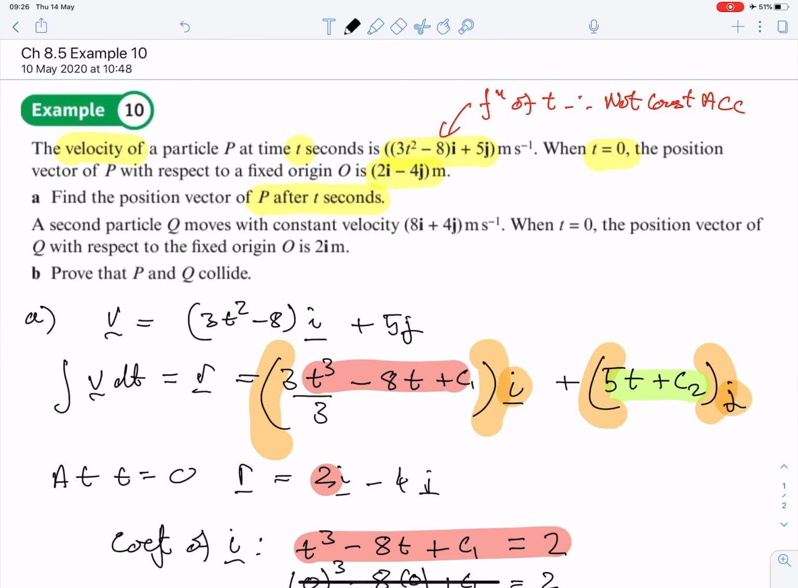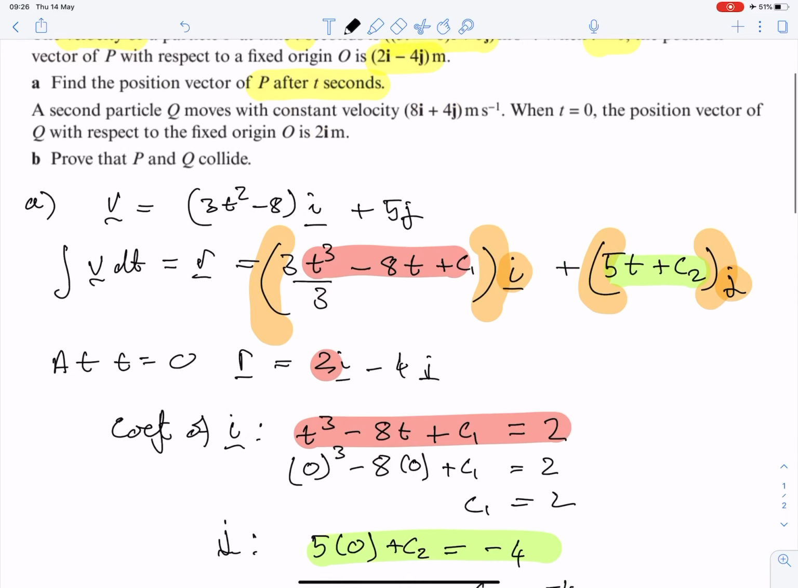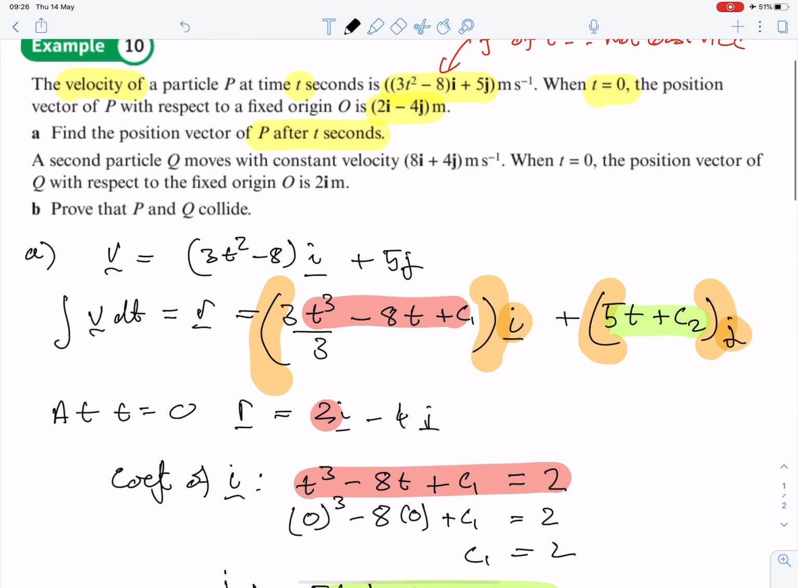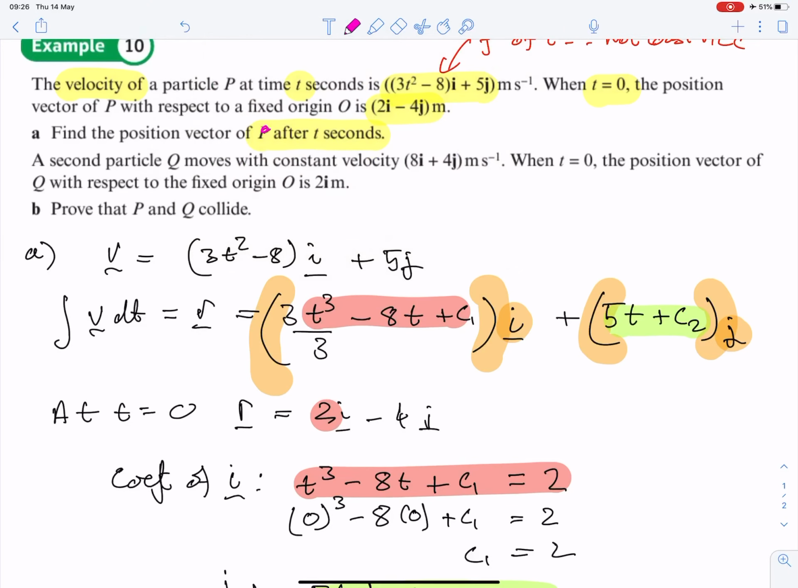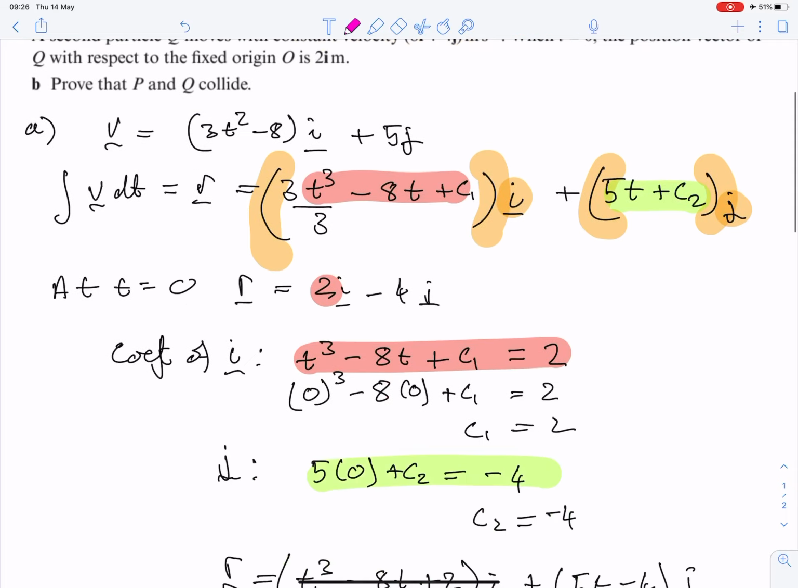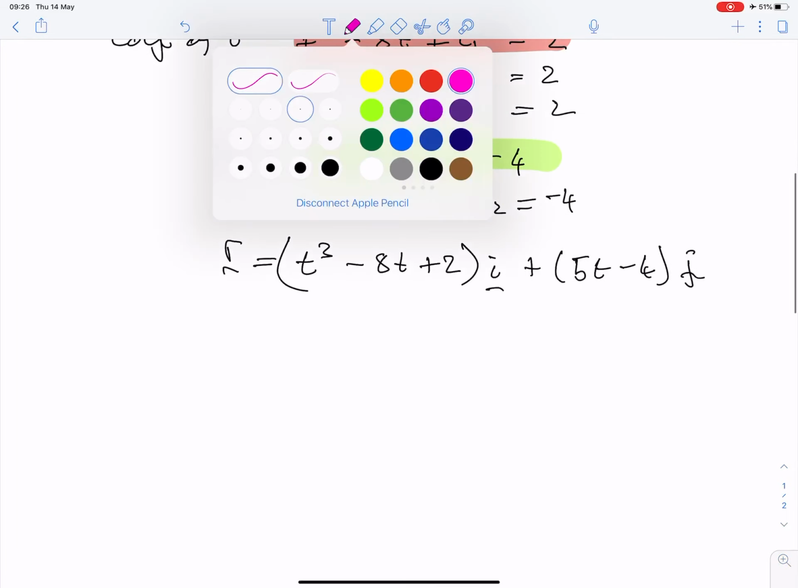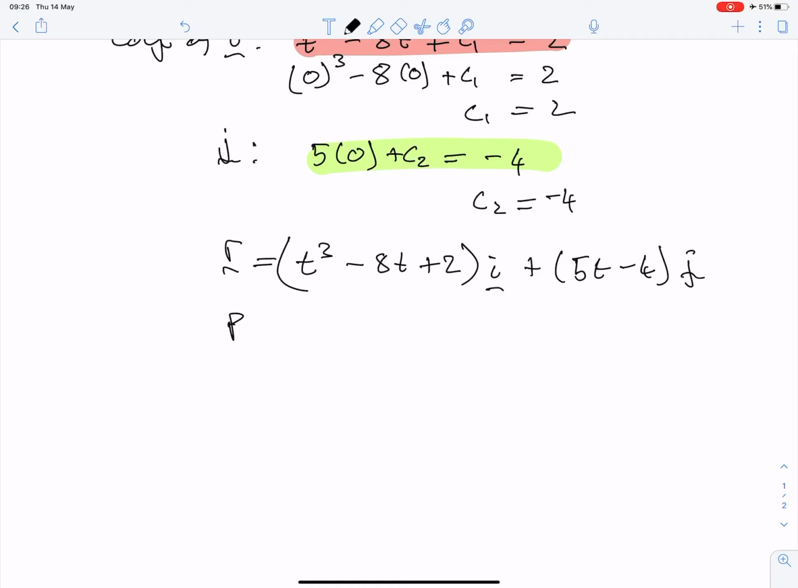Okay, find the position vector of P after t seconds. And actually, as it's written here in a bold way, that P was bold. We probably should write down here, make it clear that this is the vector p. So p is equal to t cubed minus 8t plus 2, i, plus 5t minus 4 lots of j.